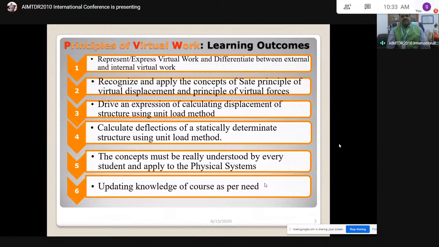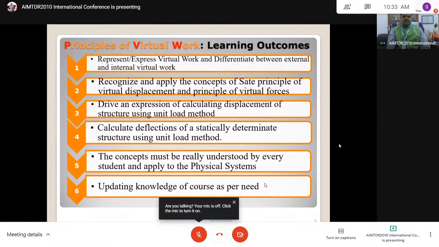You have to calculate these two virtual works, and differentiate between the external and internal virtual work. That is one thing. Then recognize and apply the principles of virtual displacement and virtual forces. Based on these two, we have to calculate the virtual work. This is very, very important. We need a virtual displacement as well as virtual forces. Force into displacement is work done, as you know very well.